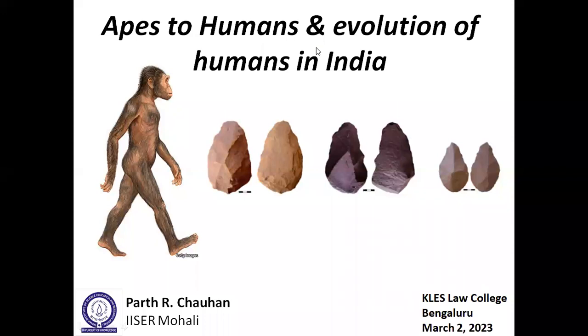So now I'll be getting into a brief review of the African evidence, then coming into the global evidence, and then coming to India. The time frame we're looking at is basically the last 7 million years, which is the end of the Miocene, entire Pliocene, entire Pleistocene.